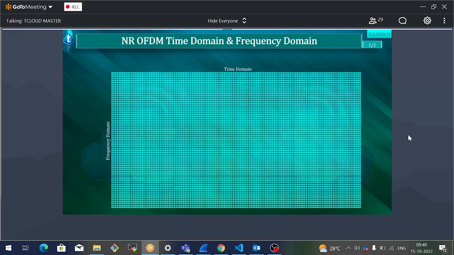Now, we already got introduced to the concept of frequency domain and time domain. In frequency domain, we have subcarriers, and in time domain, we have symbols, and you have the scheduling division into slots, subframes, and radio frames, etc. Each and every dot that you see in this picture is called a resource element.